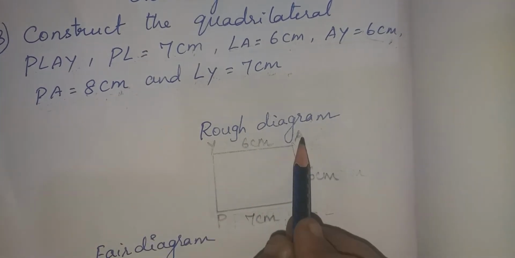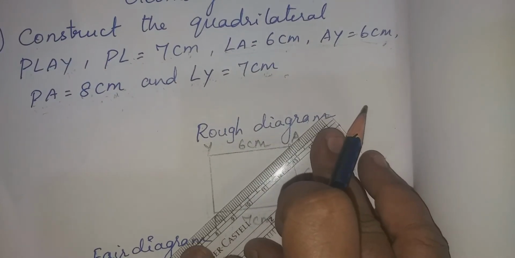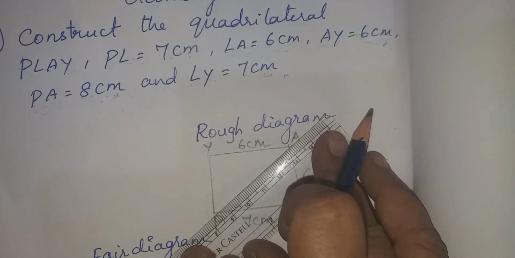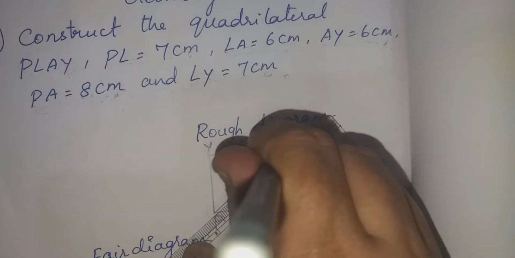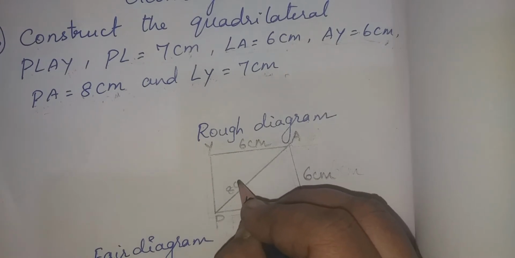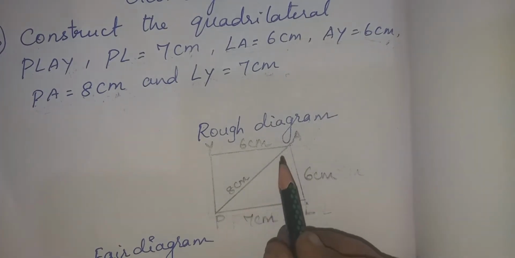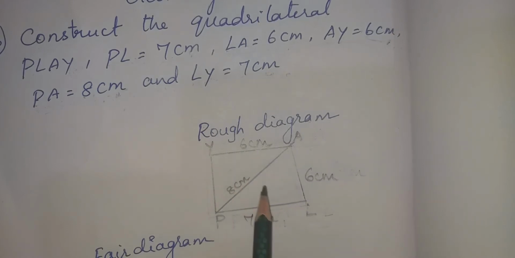This is PA. So we have to join these 2 points and draw a line. Let us join these 2 points P and A. The measure of this is 8 centimeter. This is the diagonal of this quadrilateral. It divides the quadrilateral into 2 triangles here.